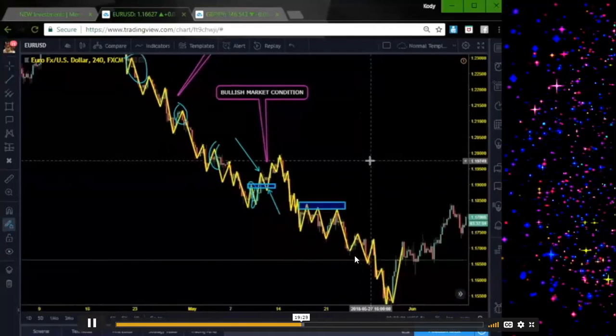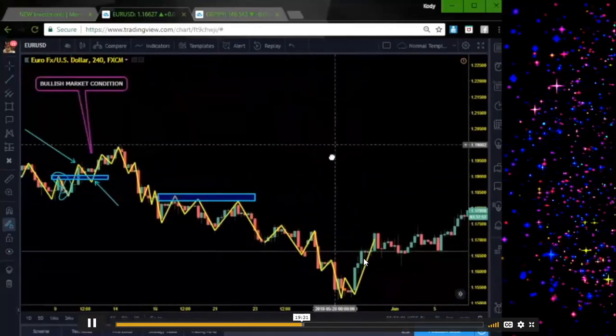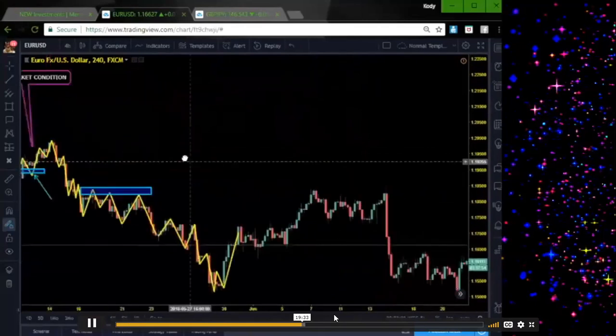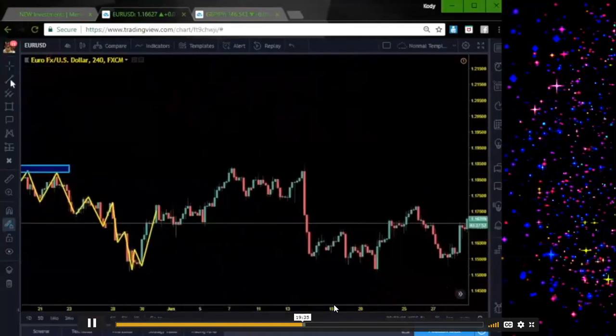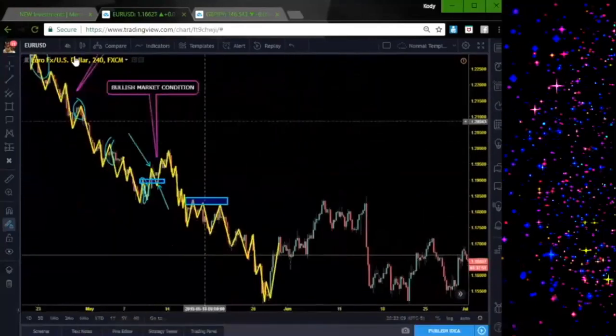You guys see how this works? See how this works? Now, let me see. Here we go. Here's a great example. So I've shown you two of the market conditions already.